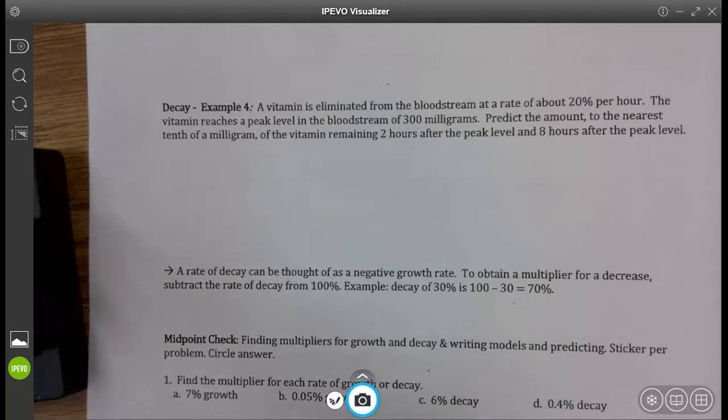It leaves your system after so much amount of time. Here it says a vitamin is eliminated from the bloodstream, not all vitamins, it's saying a vitamin, at the rate of 20% per hour. The vitamin reaches a peak level in the bloodstream of 300 milligrams. Predict the amount to the nearest tenth of a milligram of the vitamin remaining 2 hours after the peak level, and then 8 hours.